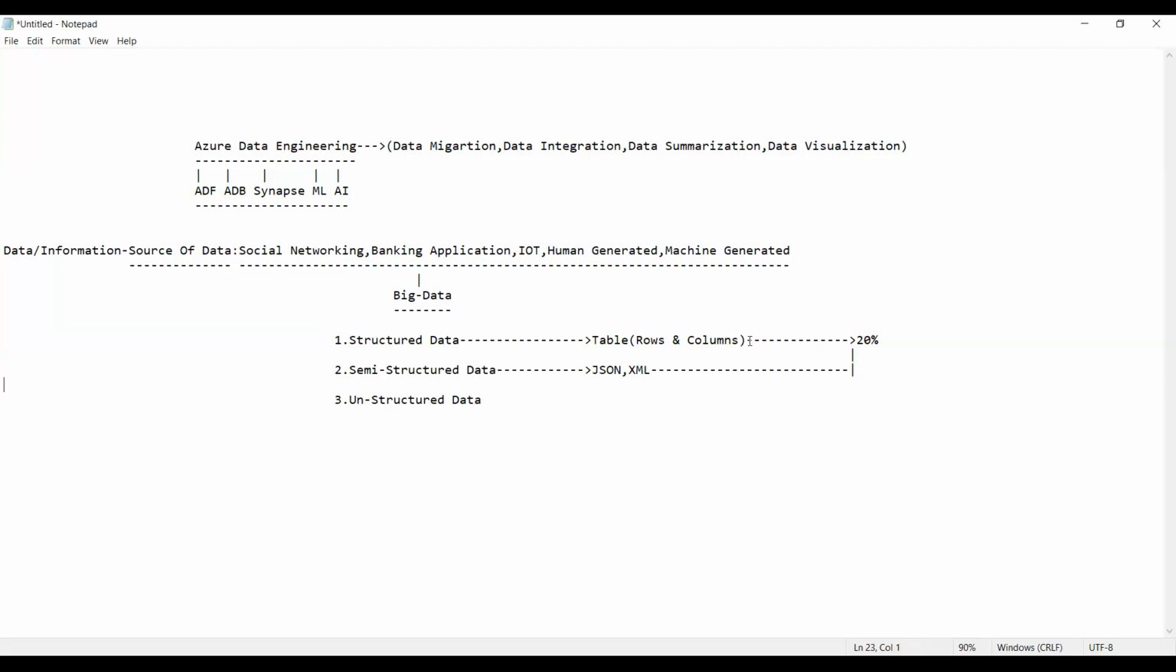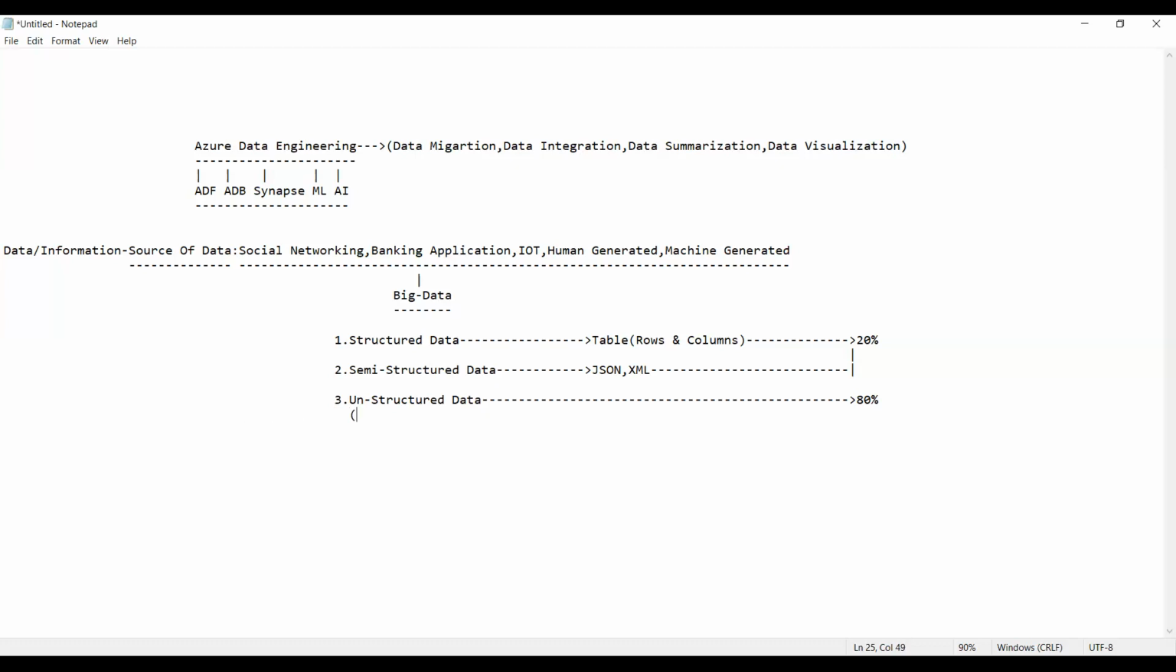And what do we mean by unstructured? Unstructured data is the data that makes up the other 80%. 80% of the data you will get is in unstructured format. Basically, unstructured means there is no structure here at all.